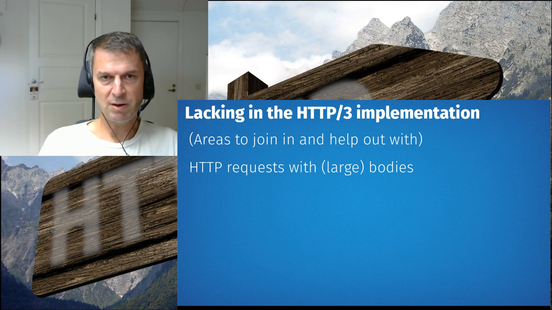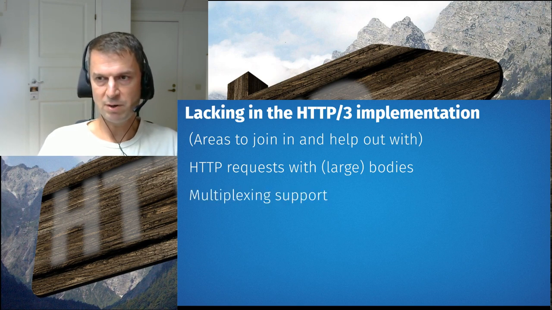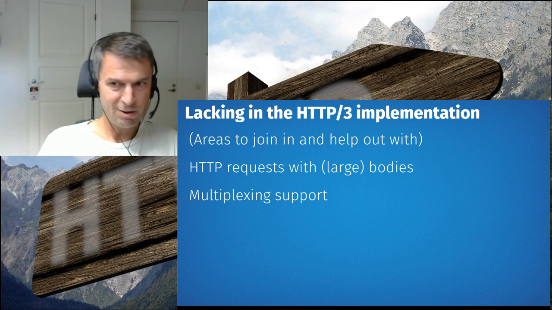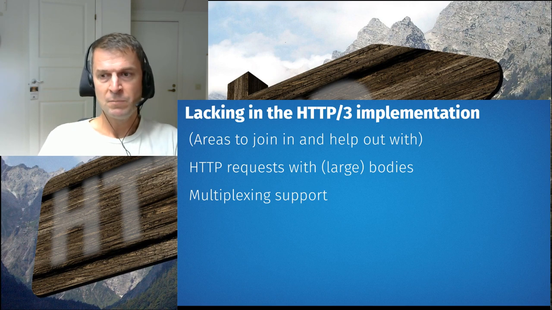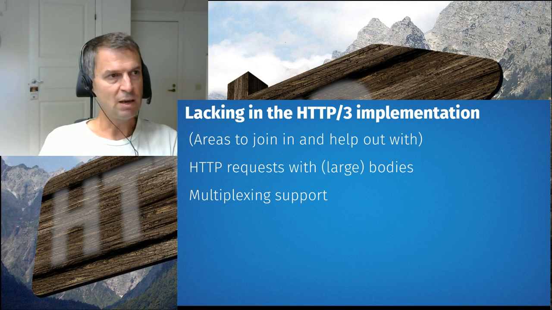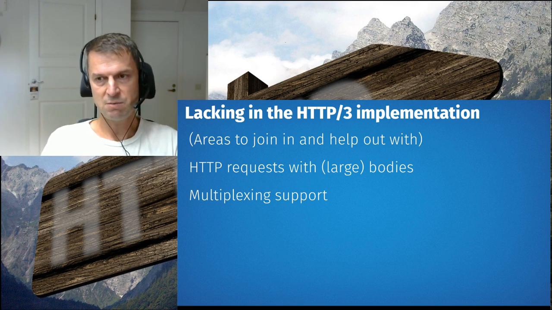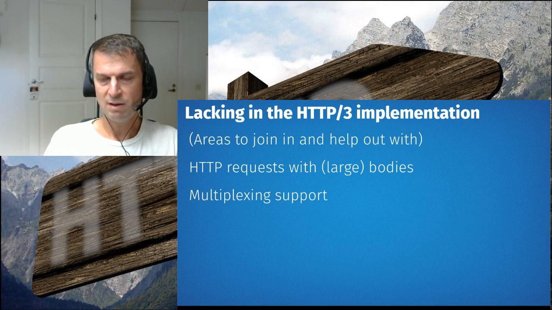So we can do HTTP requests with bodies and large bodies, and we can not right now do multiplexing, which is a bit ironic, right? Because that's a primary feature, but it should be fairly easy to add. But I want to get the other things done first. I'm discussing with the quiche team about how I want some minor API additions or changes in their API to facilitate this in a much easier way.